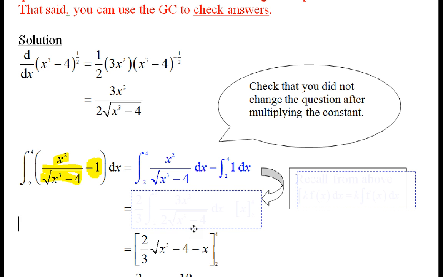Now, this is easy to integrate. Integrate 1, I get x. This looks like this, but not quite the same. Again, I repeat: differentiate this, I get this. Therefore, integrate this, I get back this. Can we create a 3 over 2 here so that I can use this result? Because it's a hence question, I need to make use of the earlier part.